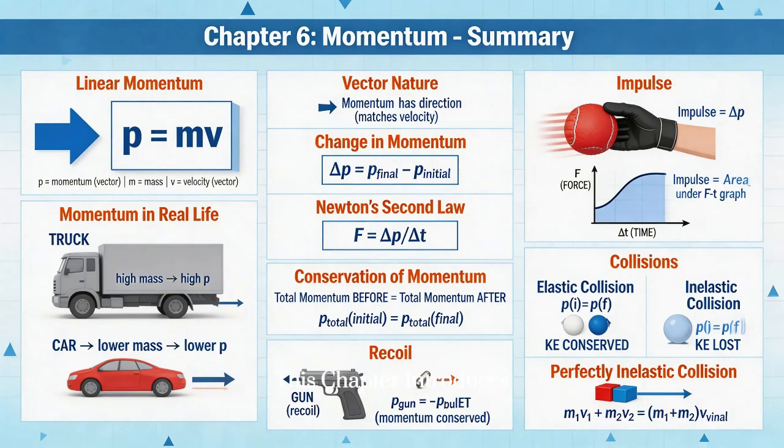This chapter introduces momentum as a fundamental quantity for analyzing motion, particularly during collisions and explosions. The core principle is that the total momentum of a system is conserved if no external force acts on it, providing a powerful tool for predicting outcomes after interactions.